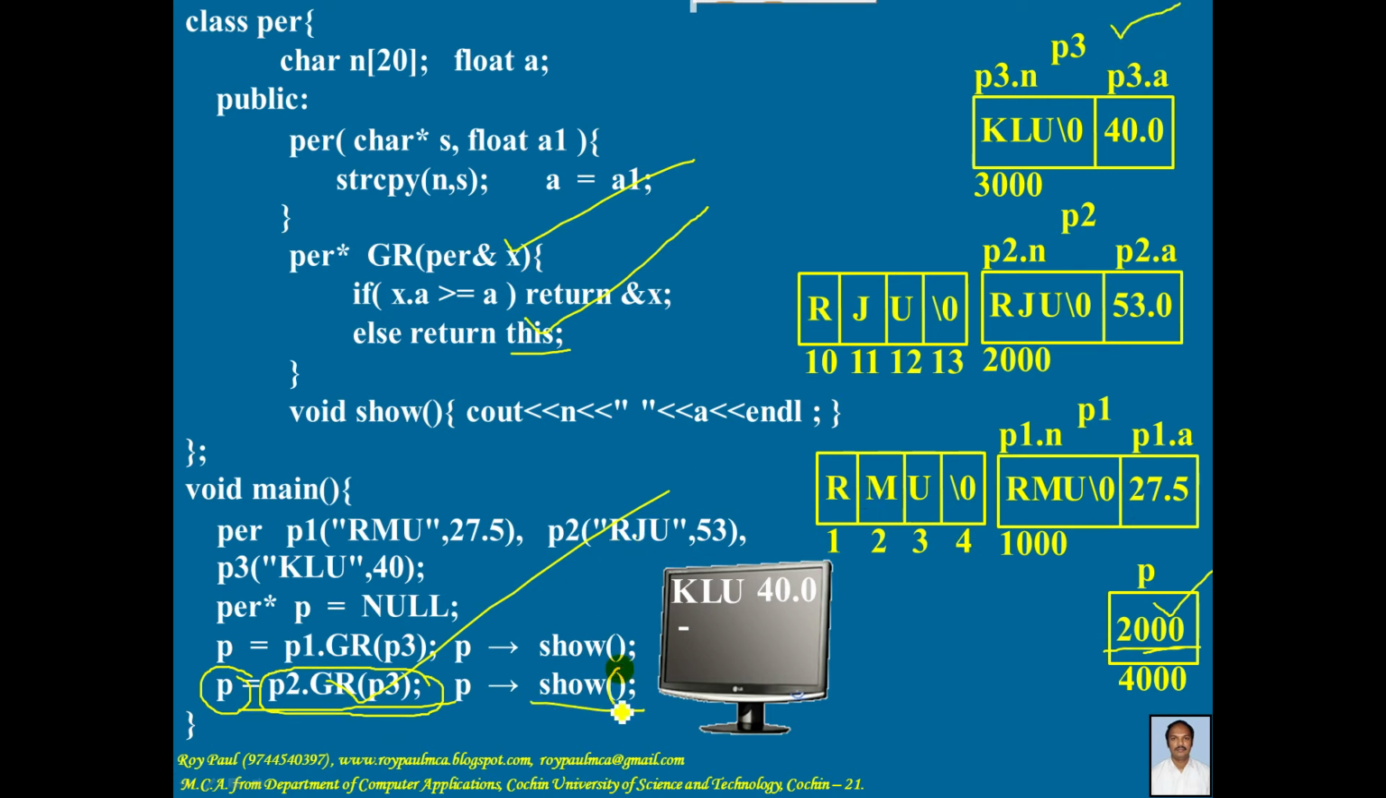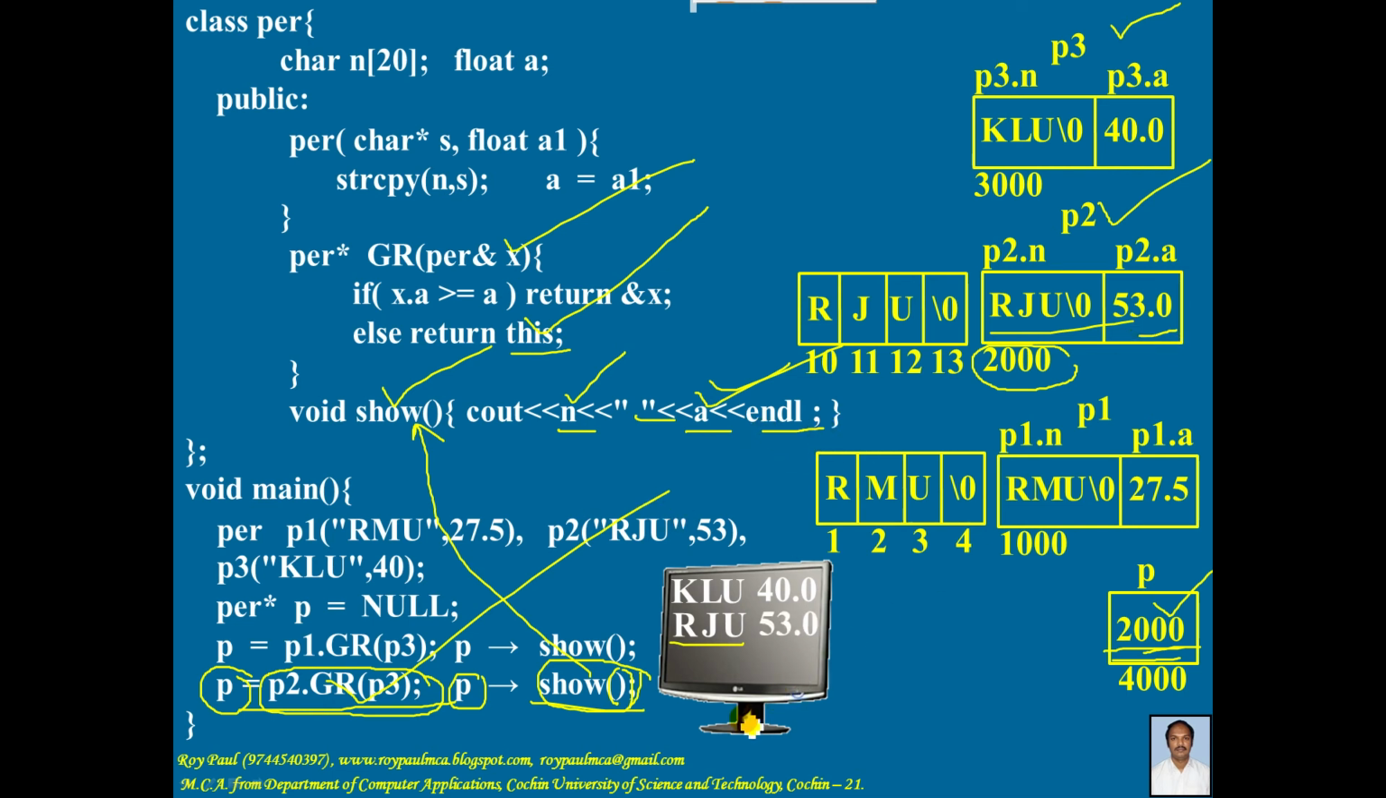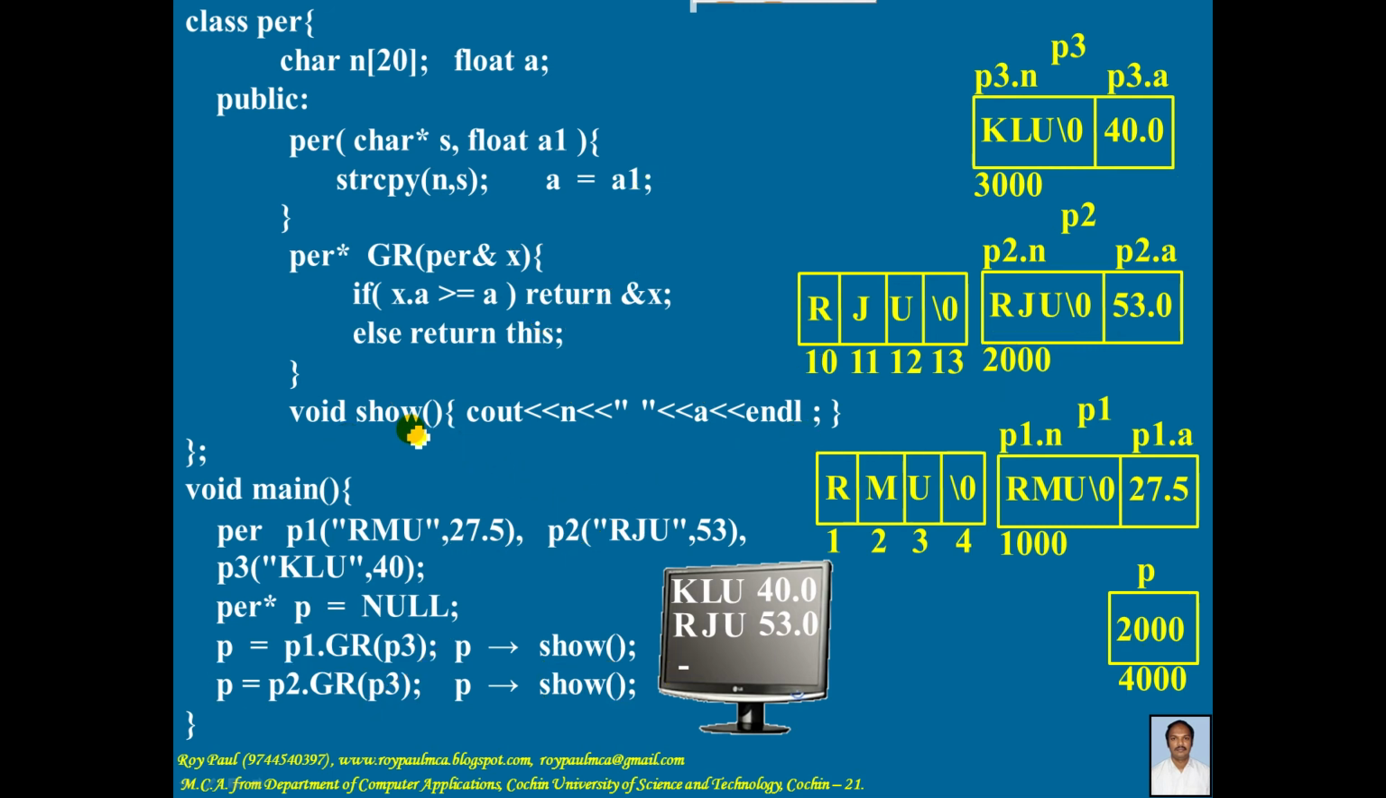Now here, again, the symbol is a function. On encountering a function call, the control comes here. How must this n and a be taken? The function was called using p, and p contains address 2000. What is the object present at address 2000? It is p2. So this must be taken as p2.n, p2.a. What is p2.n? RGU space. What is p2.a? 53.0. And because of this endl, the cursor goes to the next line. Function completely executed. After that, control comes back here, and here the program terminates. So for this program, this is the output.